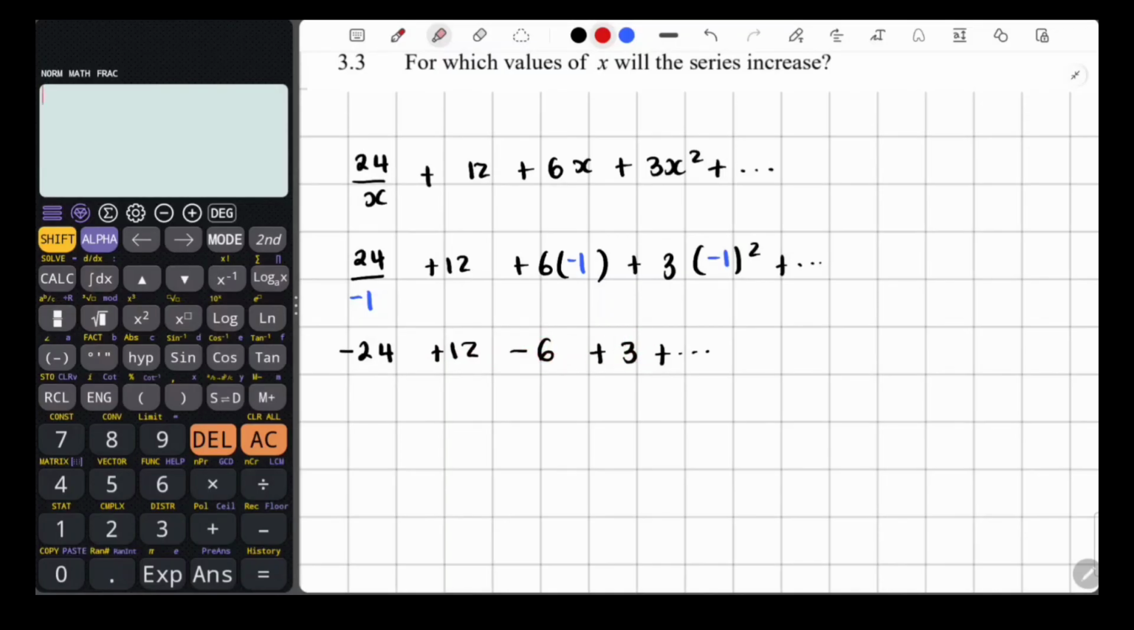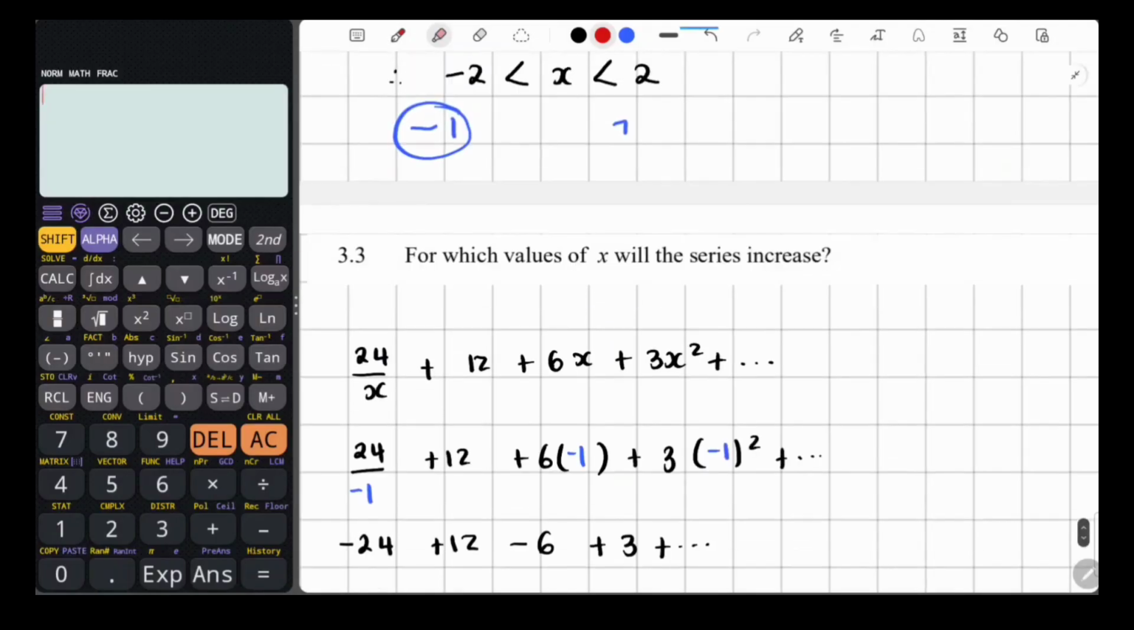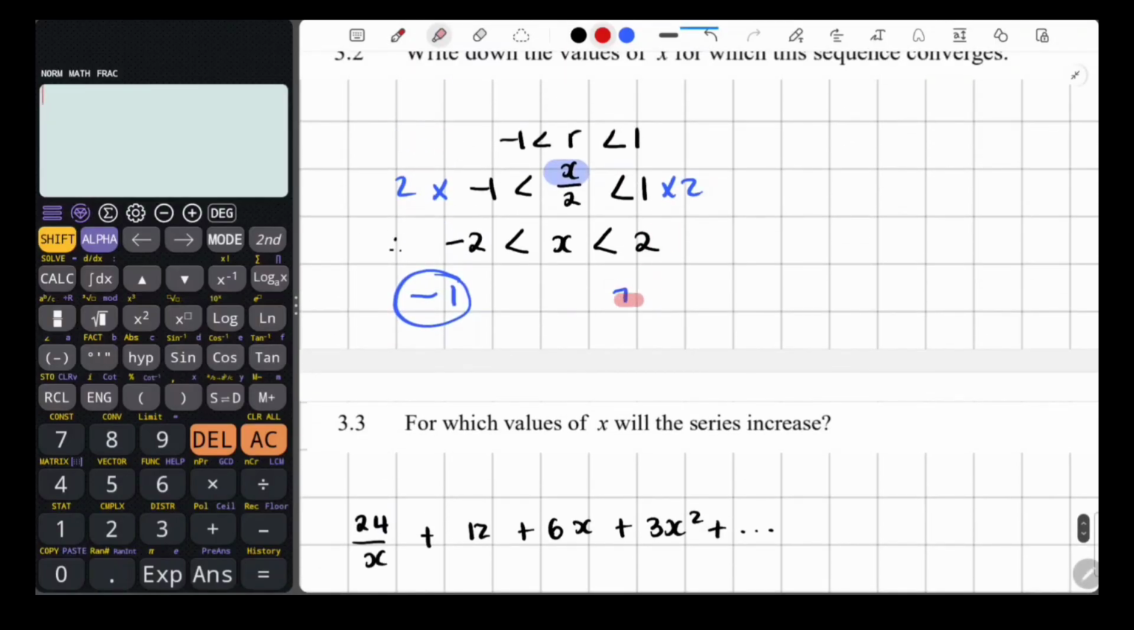They are alternating between negative and positive numbers. So when I look at this pattern, I can't really say it's increasing or decreasing. It's neither increasing nor decreasing, and that's of course because of the negative. Now, see what happens when we try 1 instead.